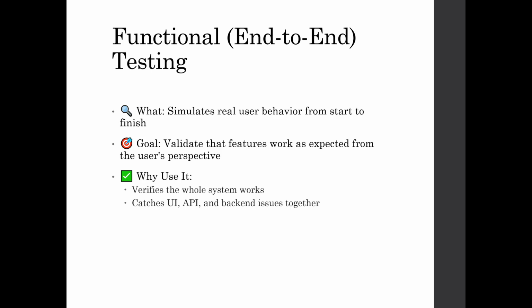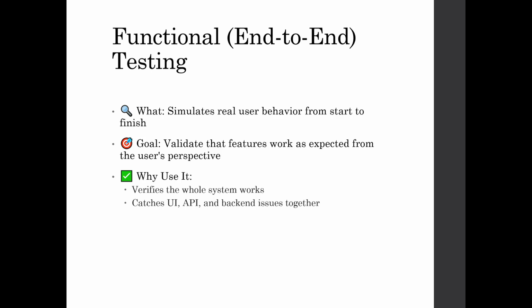And really what this is, is a type of test that simulates real user behavior from start to finish for whatever the application is supposed to do. So that's clicking buttons, sending data to the backend, receiving responses, and generally just doing what the application is supposed to do to make sure it actually works. And so the main goal is to validate, one, that your features actually work the way users expect. And this is really one of the most comprehensive types of testing because it checks the entire system.